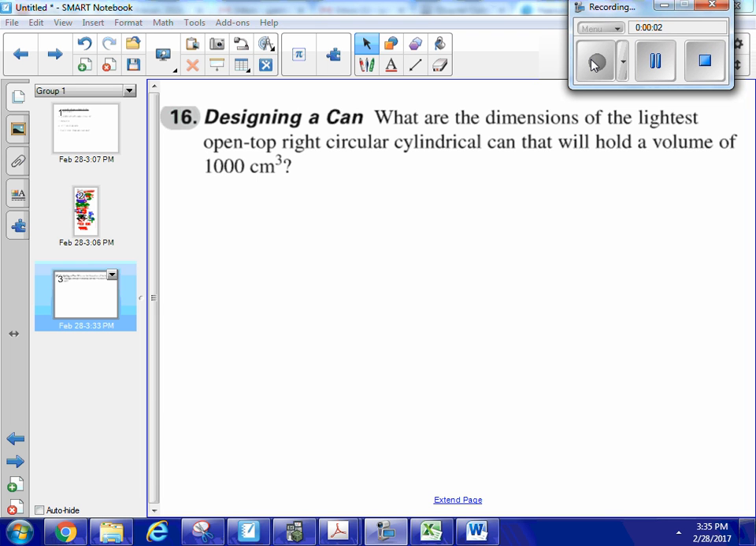Another calculus optimization problem. I need to design a can. I need to know the dimensions of the lightest open-top right circular cylindrical can that will hold a volume of 1,000 cubic centimeters. So let's go back to my questions.